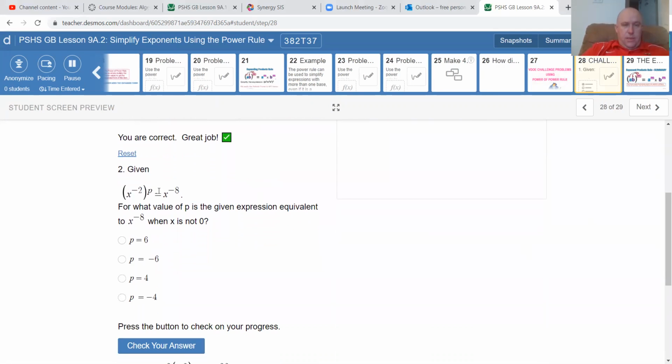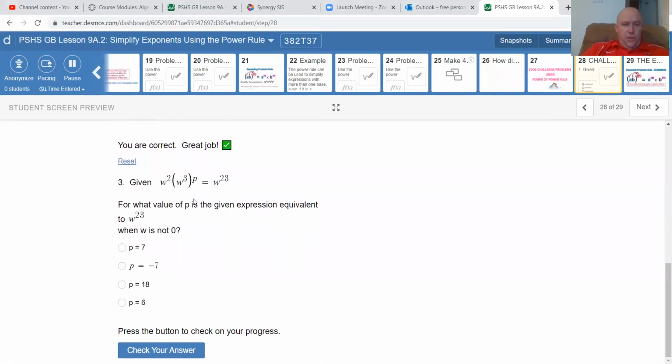Question 2. This time I'm multiplying again. -2 times p is -8. You can solve on the calculator if you need to. I know that -2 times +4 is -8. So really, we're just doing basic multiplication here.